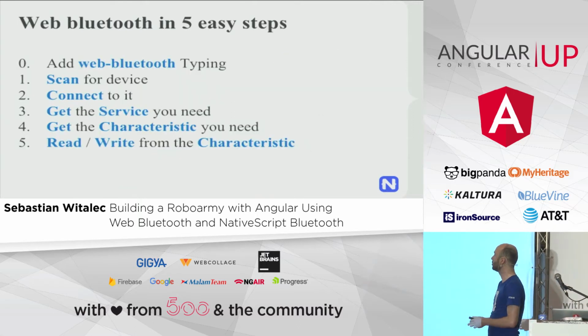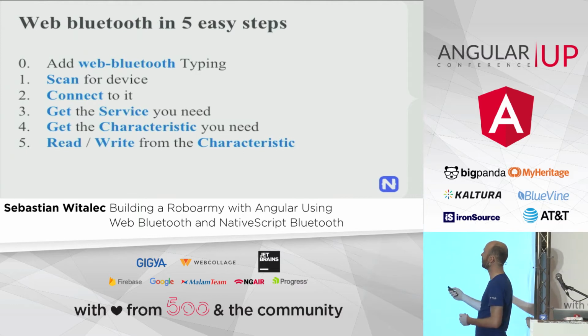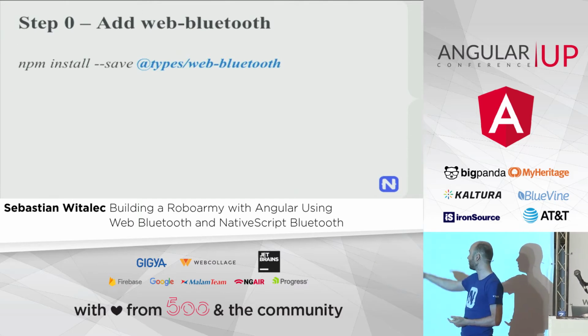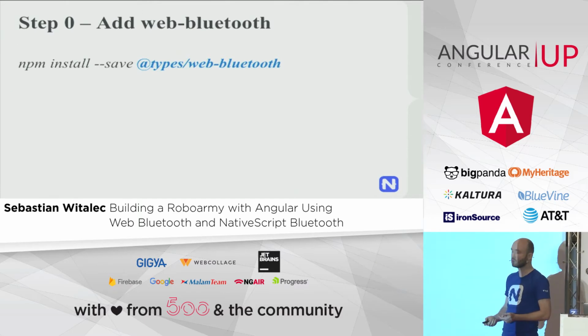So the first thing we need to do is, you have 5 steps. We have to add Web Bluetooth to our project. So just run npm install, and we have to add the types for Web Bluetooth.